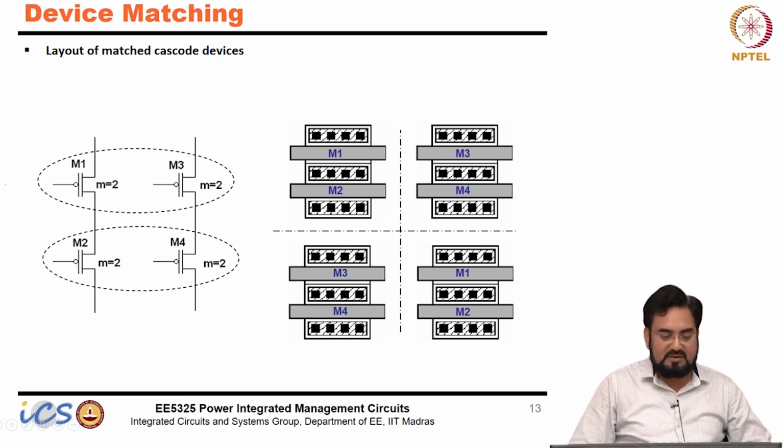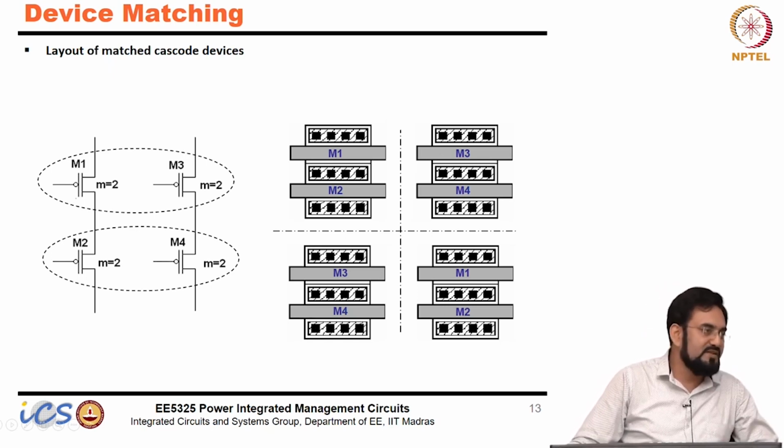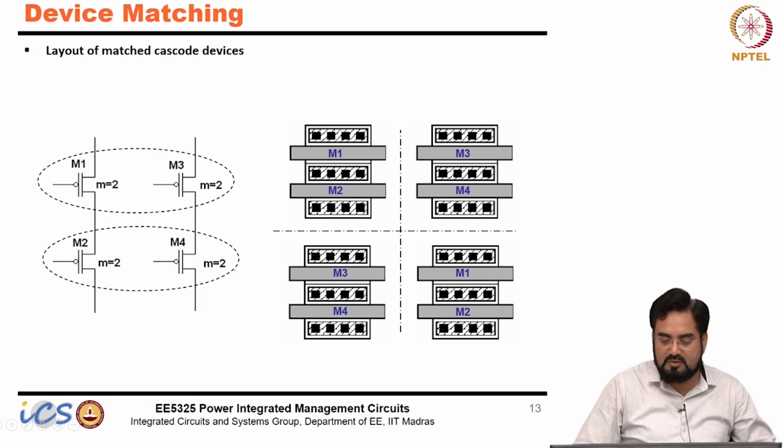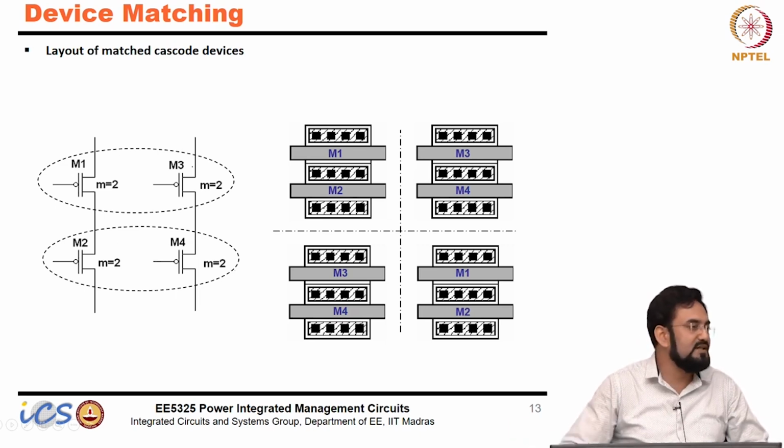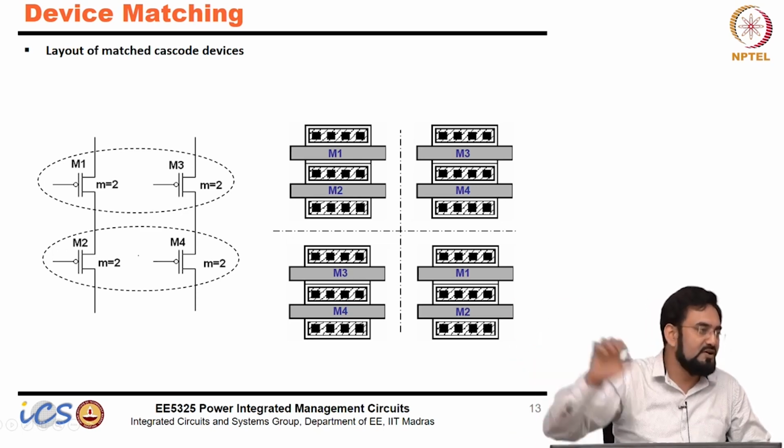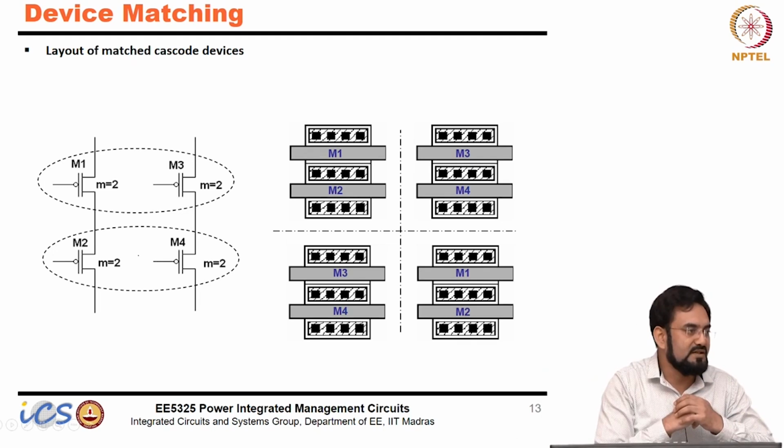Cascode. So if you have a cascode, we know that one device is on top of the other. There could be two ways of doing that. One, you can just route M1, M3 separately in the common centroid, and M2 and M4 separately in the common centroid, and connect them together.